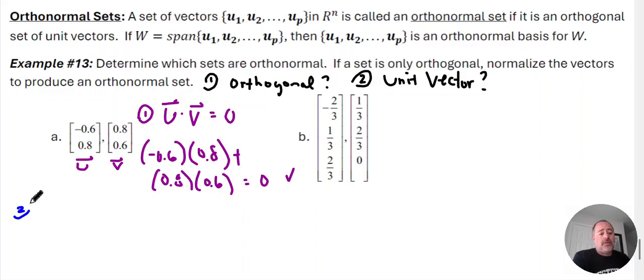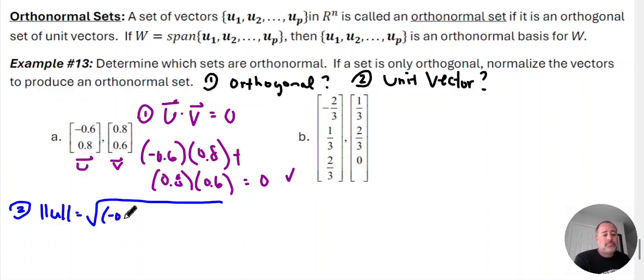The second part of the question is, are these both unit vectors individually? So we want to see, is U a unit vector? Remember, what is a unit vector? A unit vector has a magnitude of 1. The length of this vector is 1. So in this case, we're going to see if this vector's length is 1. We take the square root of the sum of the squares of each individual component, so we square both components here.